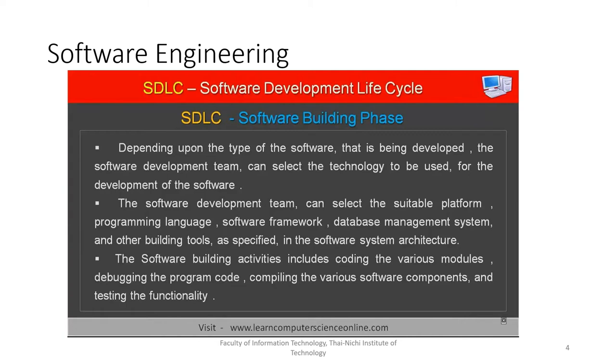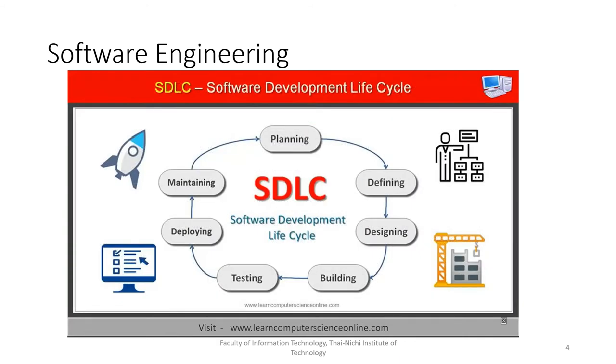The software development team can select the suitable platform, programming language, software framework, database management system, and other building tools, as specified in the software system architecture. The software building activities include coding the various modules, debugging the program code, compiling the various software components, and testing the functionality.